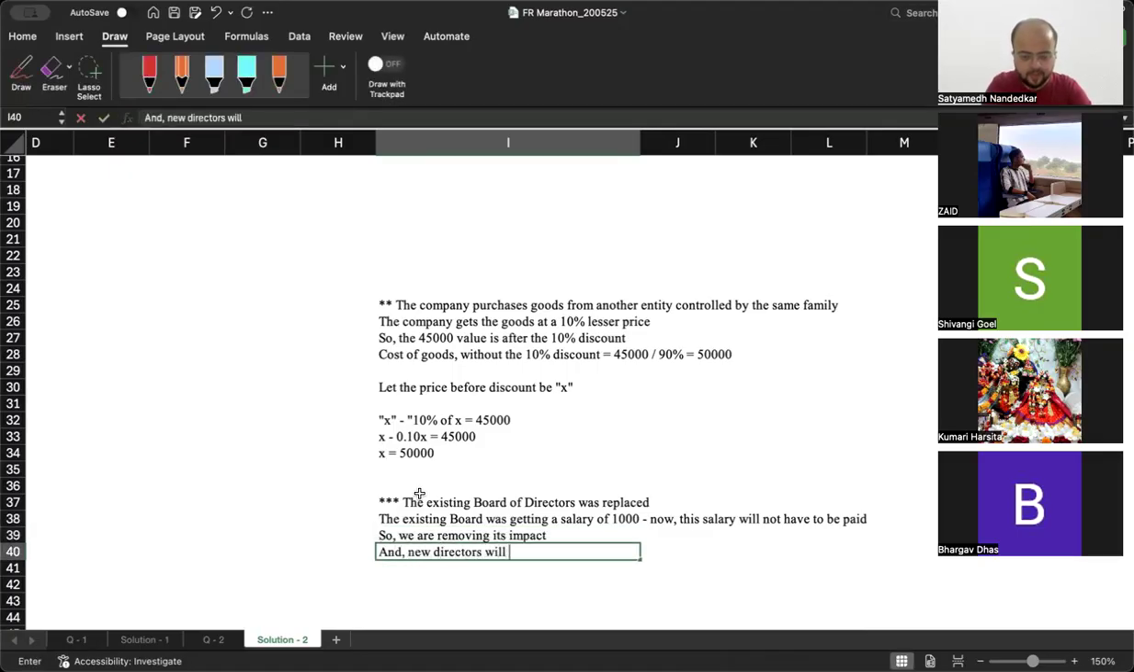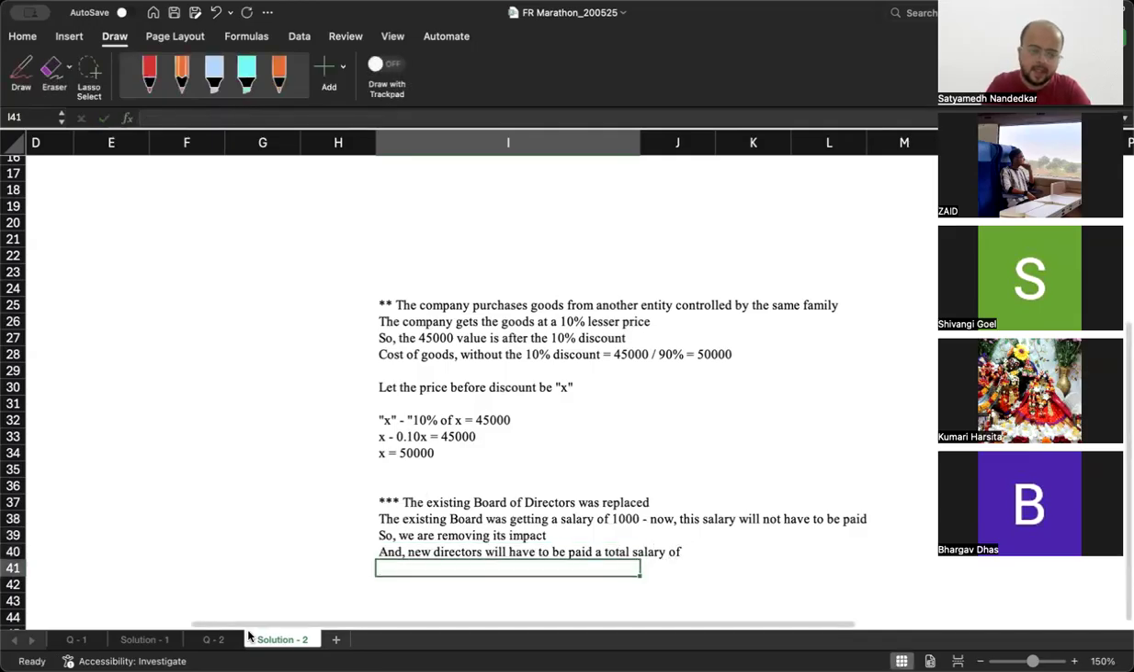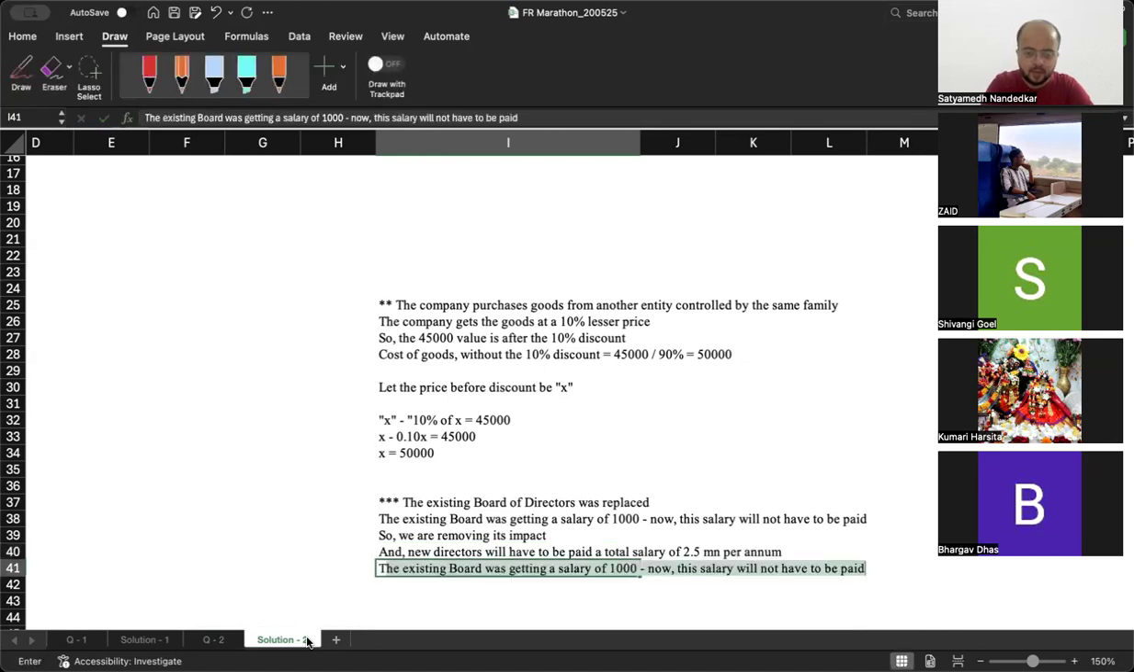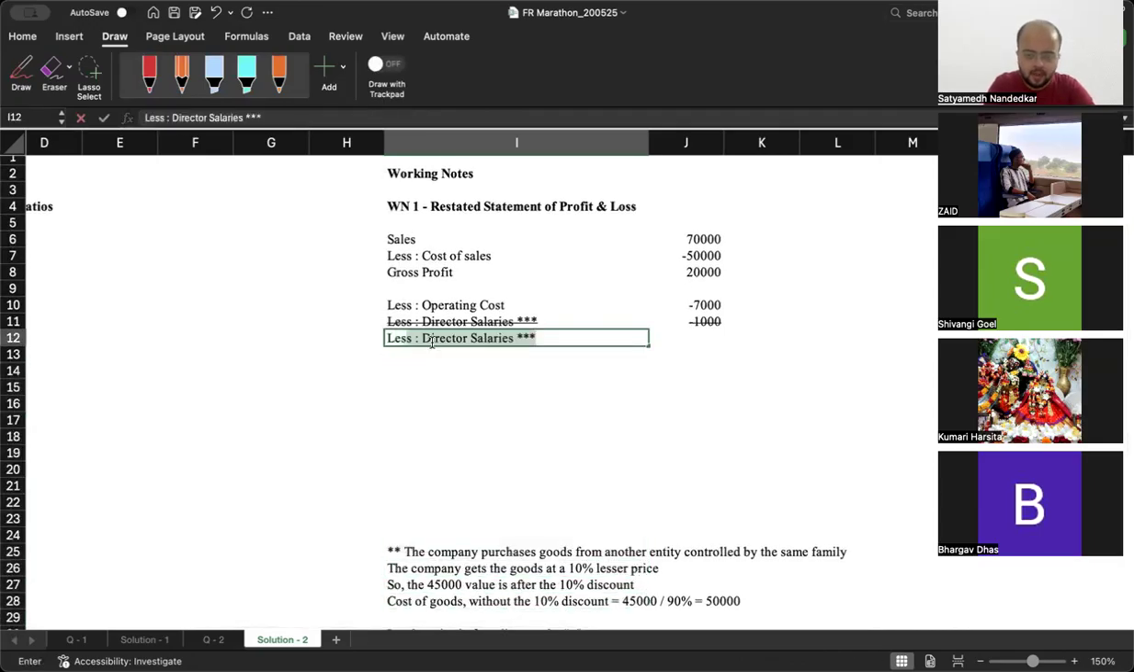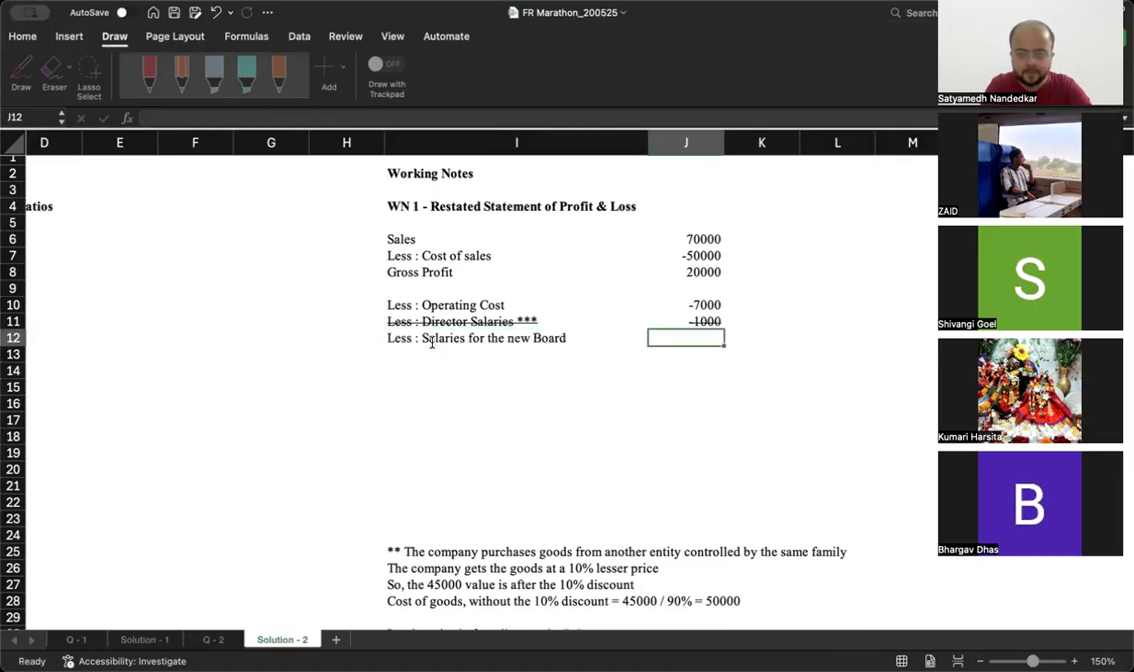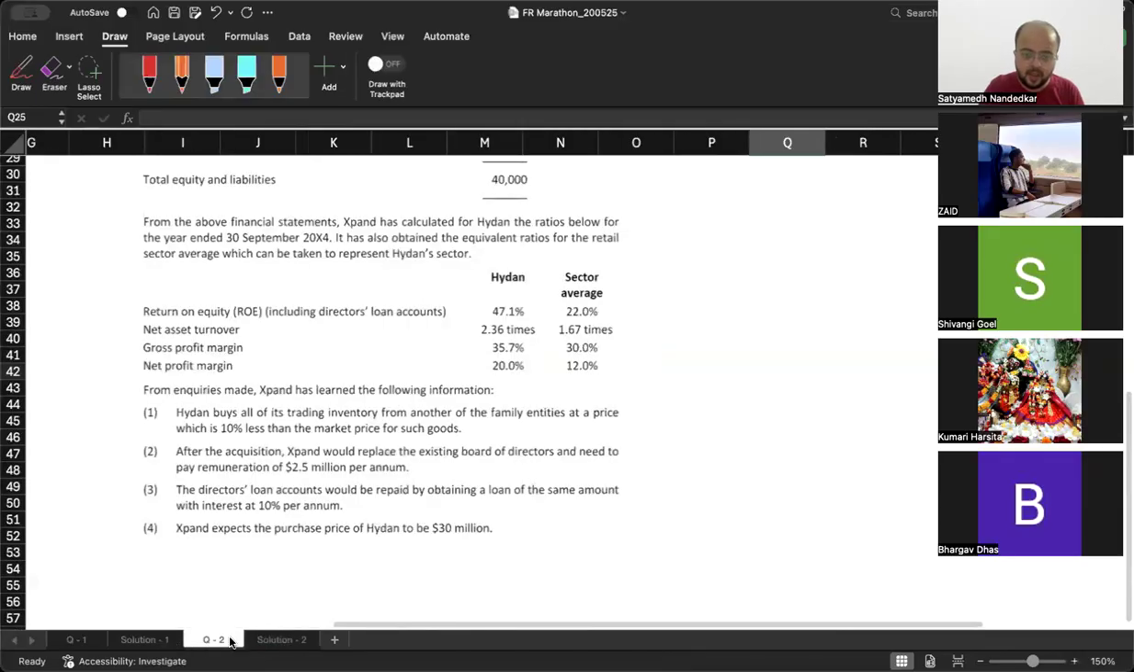and new directors will have to be paid a total salary of how much? कितना देना पड़ेगा? Total salary of 2.5 million per annum. 2.5 million per annum. This will have to be included in the calculations. So, going to write down less salaries for the new board. कितना होगा? 2500. ये नया इंक्लूड कर लिया आपने, ठीक है. स्टेटमेंट 1 हैंडल्ड, स्टेटमेंट 2 हैंडल्ड. इन बोथ ऑफ दीज डू यू हैव एनी डाउट व्हाटसोएवर? Zaid, Shivangi, any question?